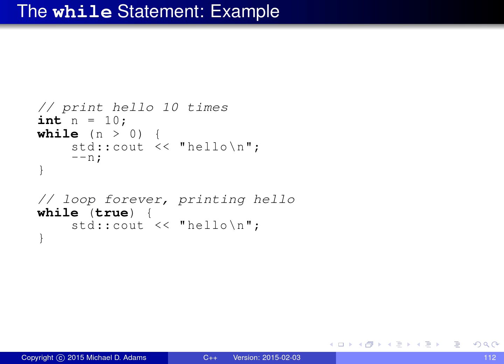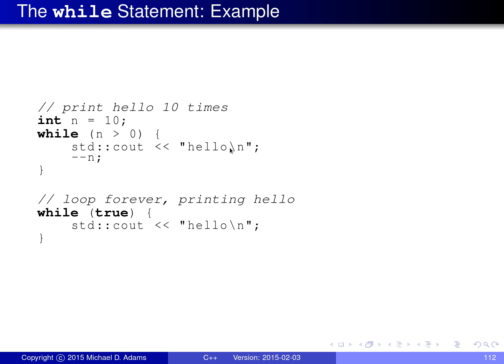On this slide, we have two examples of using a while statement. In the first example, what we're trying to achieve is to print out hello 10 times. So we create an integer variable n, we initialize it to 10, and then we're going to loop as long as n is greater than 0. So the first time through the loop, n is equal to 10, so it's certainly greater than 0.